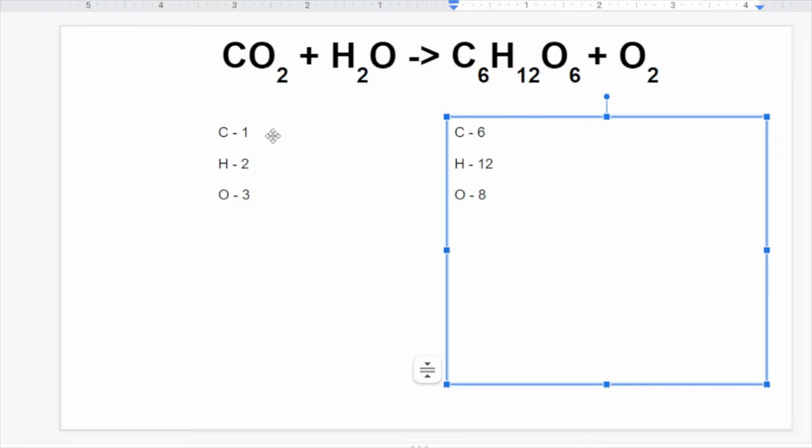So what we need to do is get them all the same. How do we get from 1 to 6? We times it by 6.